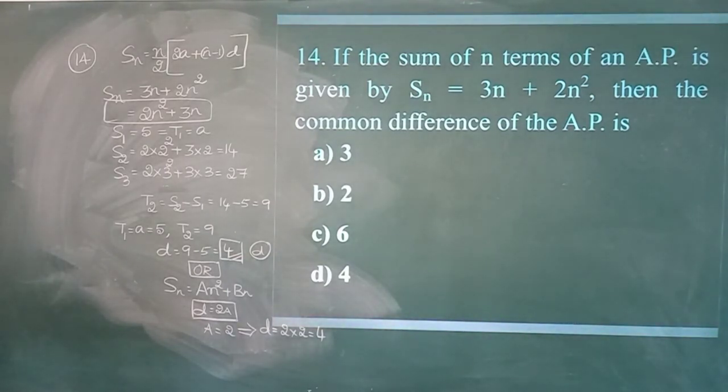T2 is equal to S2 minus S1. You know T1 and T2, so you can calculate the common difference. The common difference is given by 9 minus 5, which is equal to 4. Or else you can use the standard result. You can use the standard result: an square plus bn, that is 2a.